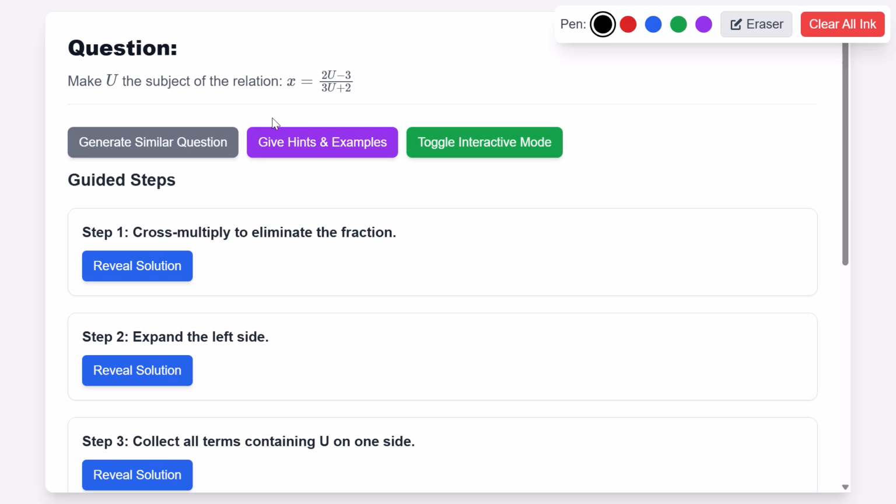Okay, so now let us take a look at this question over here. With this question, it says that we should make u the subject in the relation x is equal to 2u minus 3 all over 3u plus 2. So now this is the relation that we have, and we have to make u the subject. So now these are the steps that we are to go by.